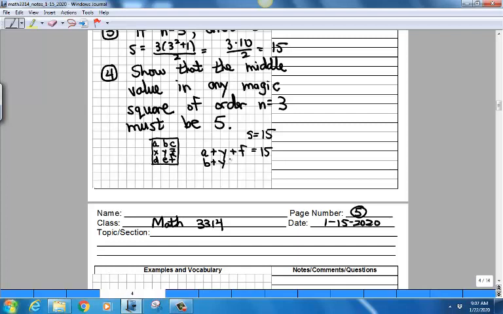So that's b plus y plus e, right? And that has to add up to 15. All right. Now, you may wonder why I chose the middle column to pick on. Well, there's a reason, okay? You're going to see here in just a second.